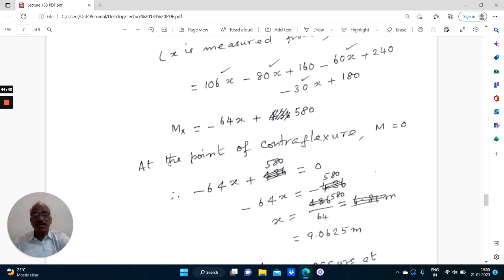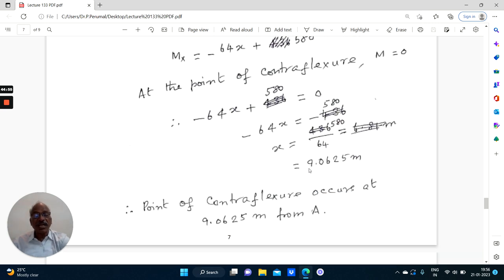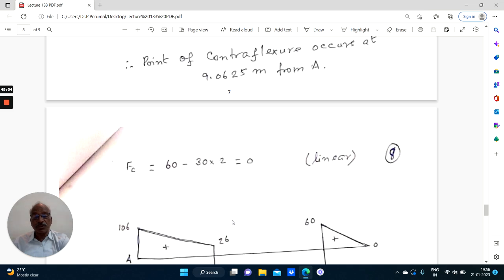At the point of contraflexure, we know M equal to 0, as the moment changes sign from positive to negative. Therefore, minus 64X plus 580 equal to 0 at the point of contraflexure. So that gives X equal to 9.0625 meters. So the point of contraflexure occurs at 9.0625 meters from the support A.